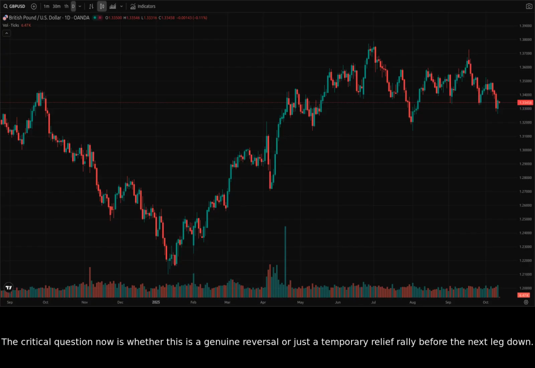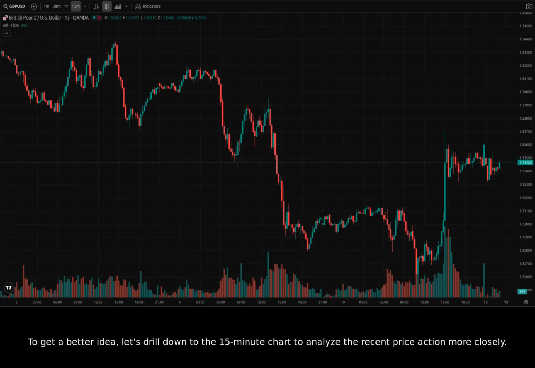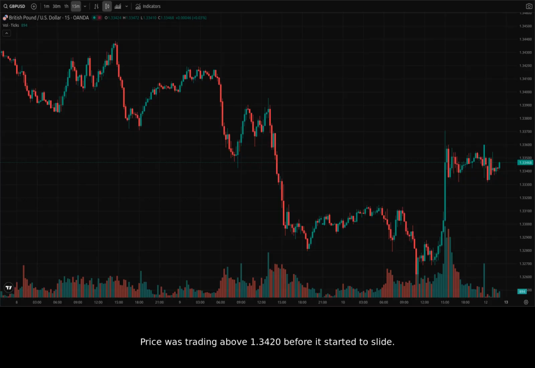To get a better idea, let's drill down to the 15-minute chart to analyze the recent price action more closely. Looking at the price action from October 7th, we can see the clear downtrend that led to the crash. Price was trading above 1.3420 before it started to slide.